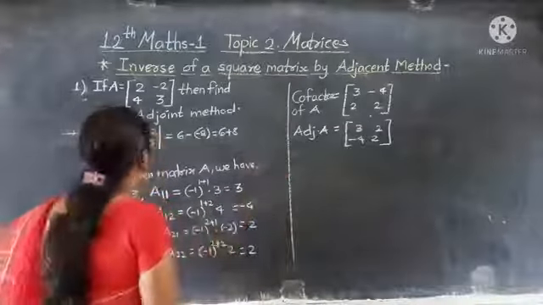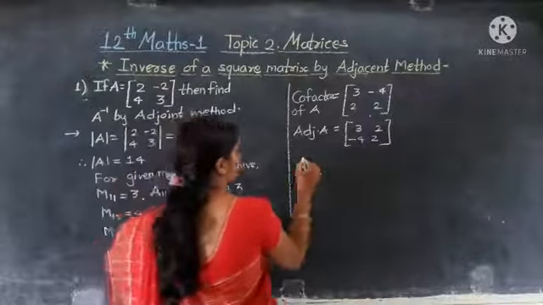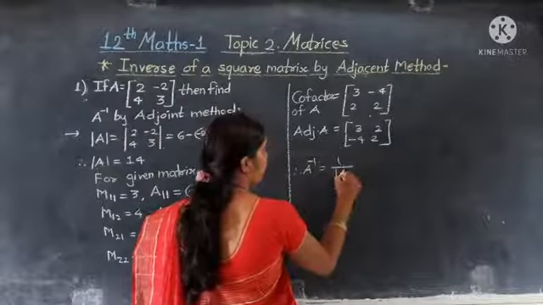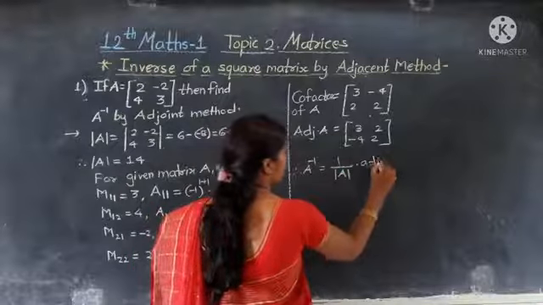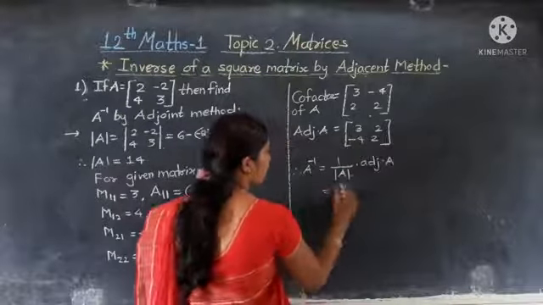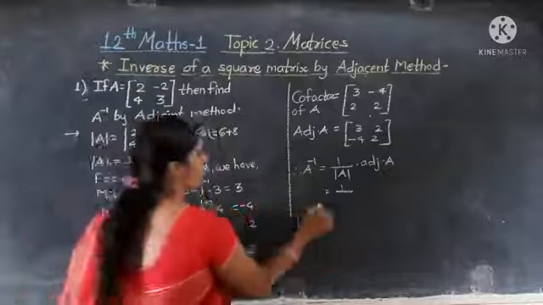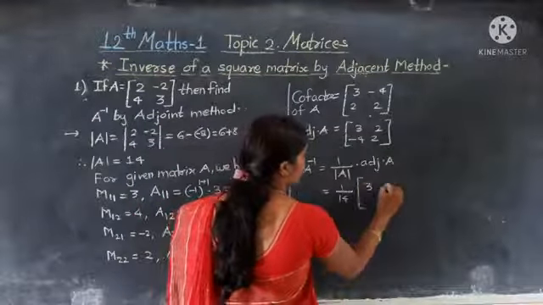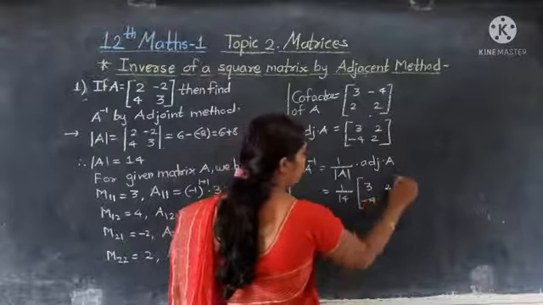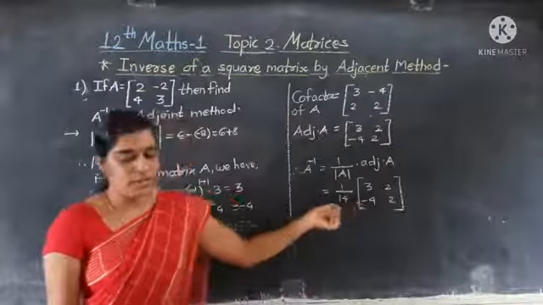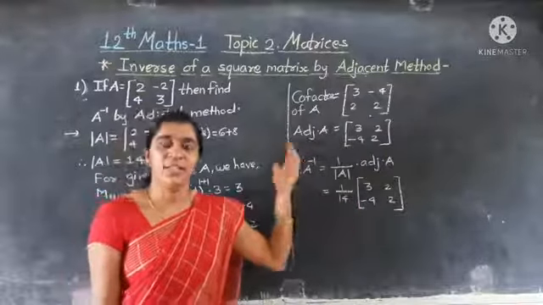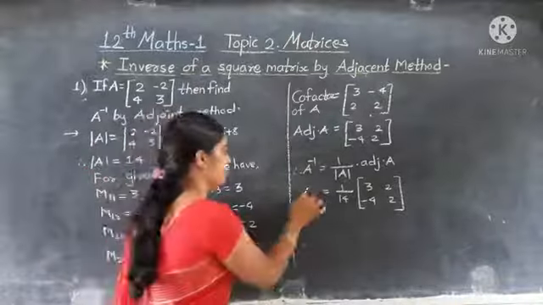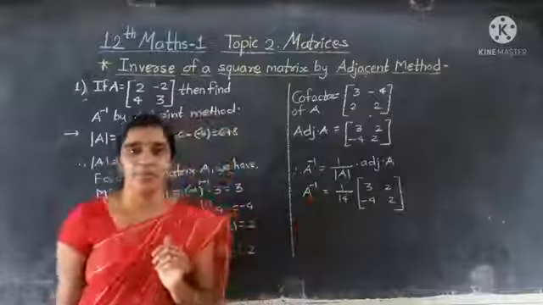Okay. Now you find A inverse. Therefore, A inverse is equal to 1 upon determinant A into adjoint of A. 1 upon, what is the value of determinant A? 14. Into adjoint of A, which is 3, minus 4, 2. Okay, this is our final answer. In this way we find A inverse by the adjoint method. This method is called the adjoint method.